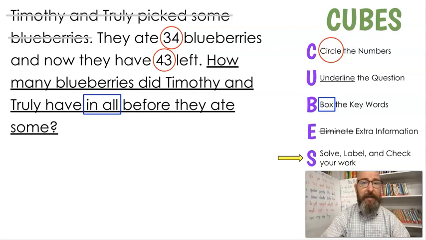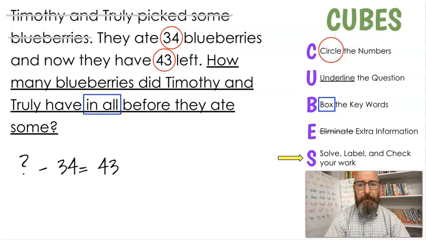Now in this question, they ate some and now they have some left. How many do they have before they ate some? So we're actually going to be missing a number. We're missing what they had before they ate some. So they ate 34, they have 43 left. That's a subtraction question, but you said this is addition. It is addition because you can't solve this without adding.